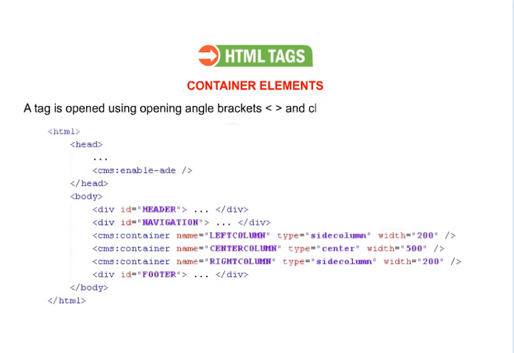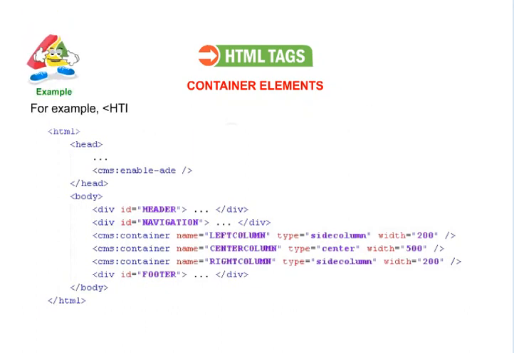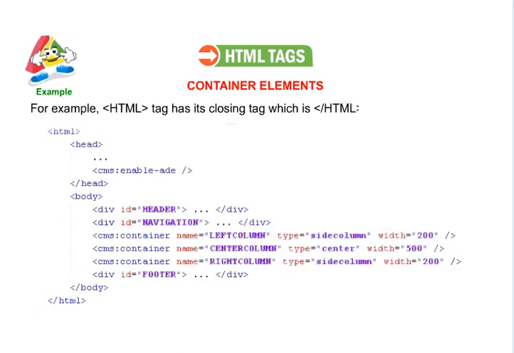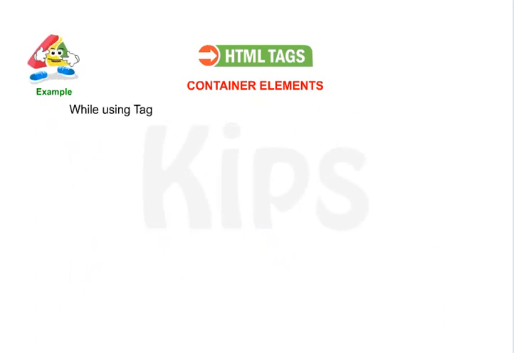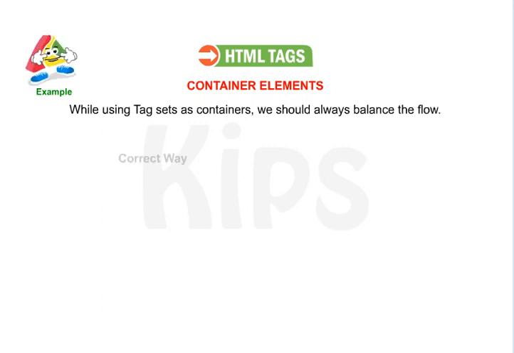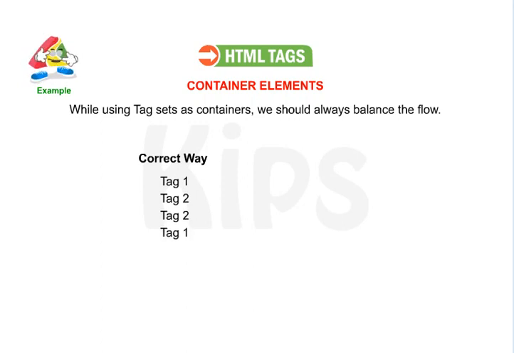A tag is opened using opening angle brackets and closed using closing brackets. For example, the HTML tag has its closing tag, which is slash HTML in brackets, and attributes as well. While using tag sets as containers, we should always balance the flow. For example, the correct way is tag 1, tag 2, and tag 1. The incorrect way is tag 1, tag 1, and tag 2.